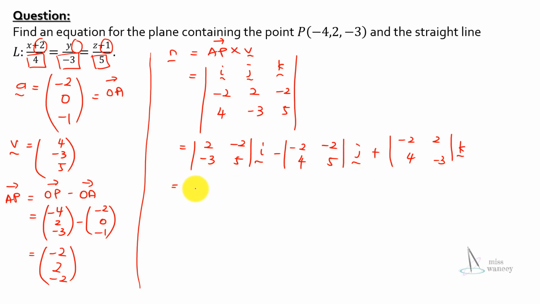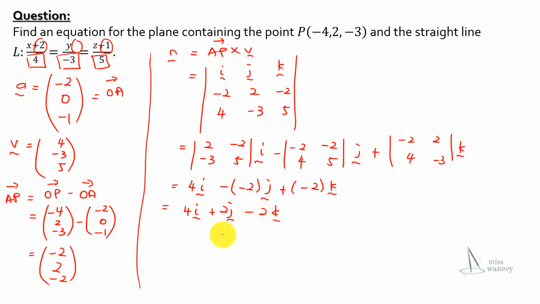And then we simply do AD minus BC. So 2 times 5, 10. 10 minus 6, so this one gonna be 4i. Minus, so we got -10 plus 8, so this is -2j. Plus, so we got 6 minus 8, so this one gonna be -2. Okay, so what we have is 4i plus 2j and then minus 2k.